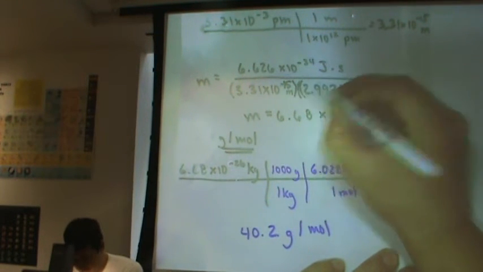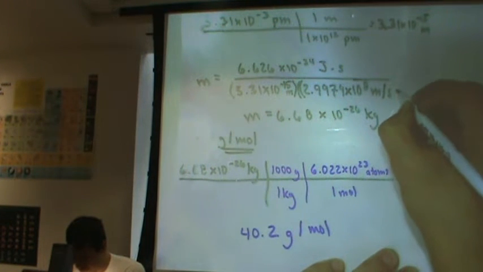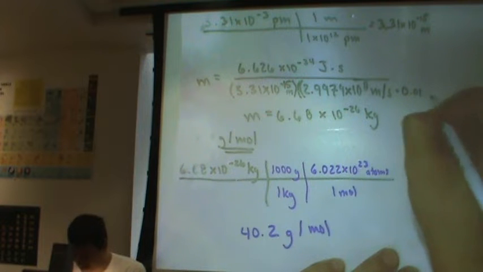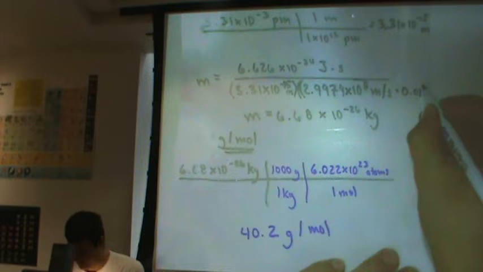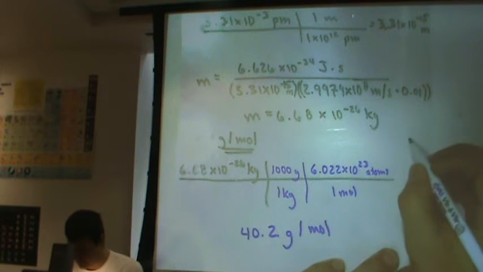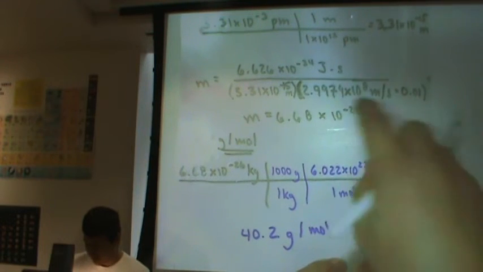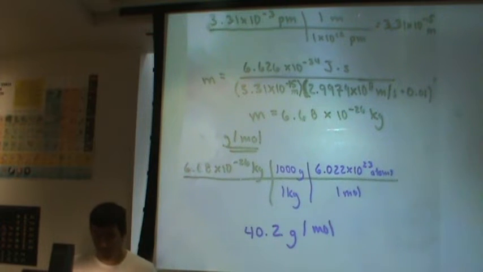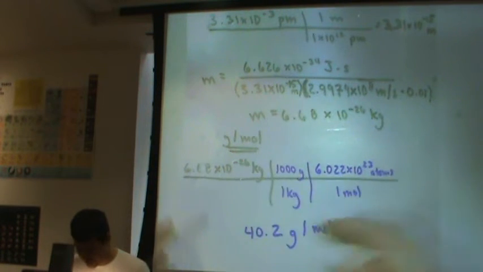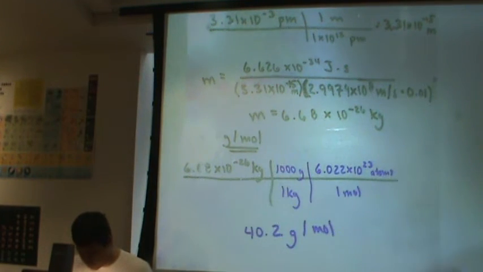This is going to be 2.9979 times 10 to the 8th meters per second times 0.01, because it has to be 1% of this speed. I completely forgot to do that, and for that I am very sorry. So don't forget to multiply. If you multiply this by 0.01, which is the fractional version of 1%, you get the correct answer. You get this amount of mass for one atom, and then you convert to give you 40.2 grams per mole.